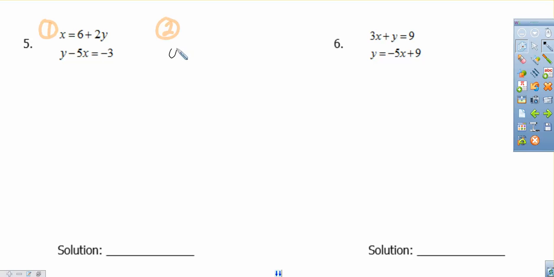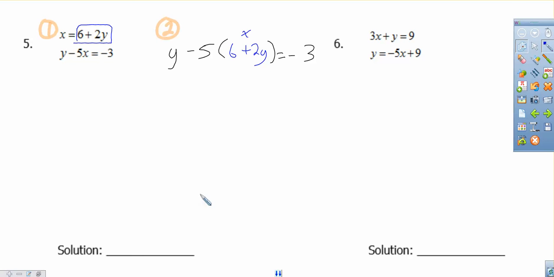we're going to take y minus 5, this is where x would go, equals negative 3. So we are going to put in 6 plus 2y. Right, there's where x would go. 6 plus 2y.